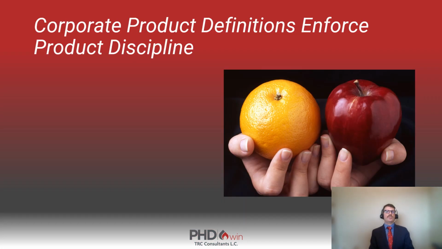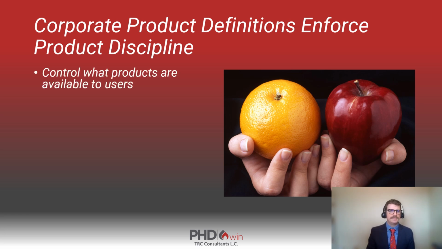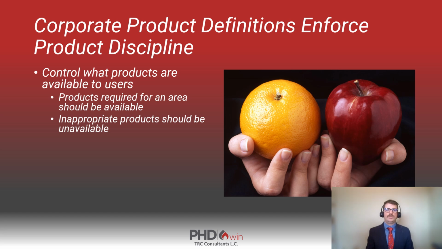So by having good corporate product definitions, you're able to enforce product discipline. So it's very similar to daily discipline. It's a discipline on the products and how they're defined. And this will make sure that you're always comparing apples to apples and not apples to oranges, right? So you want to be able to control what products are available to users before they do anything else. What products are they going to be using? You should want to make sure that in an area that has NGL, they have NGL available to them, not LPG if LPG is not available in that area.